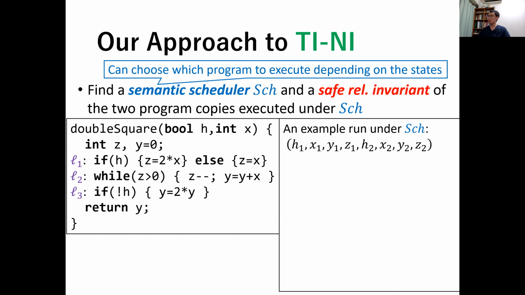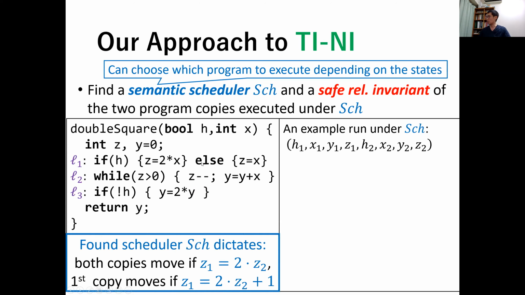Right. Okay. So here is the same program, double square. Let's say we somehow found this scheduler, SCS, that says both copies move if the value of z in the first copy is 2 times the value of z in the second copy. And only the first copy moves if the value of z in the first copy is 2 times the value of z in the second copy plus 1. So roughly what this says is that every time the second copy makes a step, the first copy makes 2 steps.